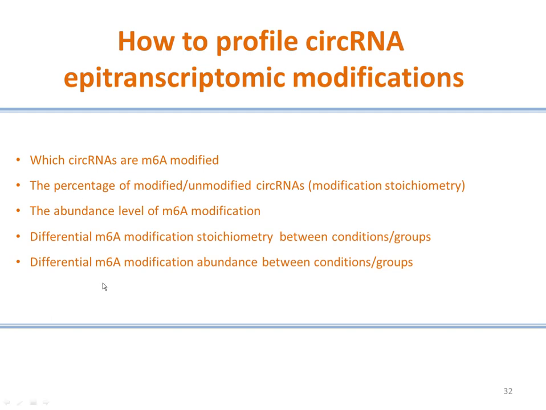For circular RNA, the epitranscriptomic m6A profiling shall answer which circular RNAs are m6A modified, the percentage of modified versus unmodified circular RNAs, or modification stoichiometry, the abundance levels of m6A modification, the differential m6A modification stoichiometry between conditions and groups, and differential m6A modification abundance between conditions and groups.